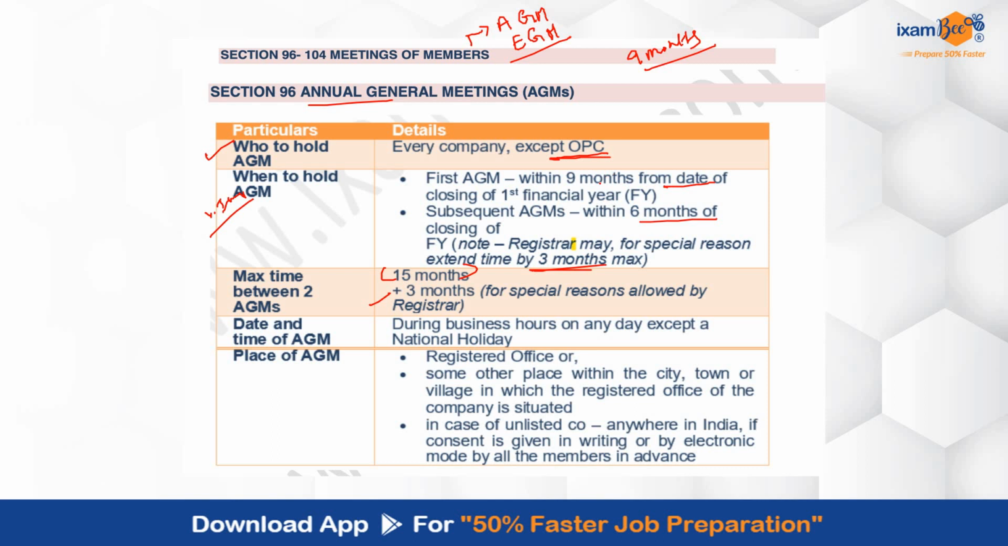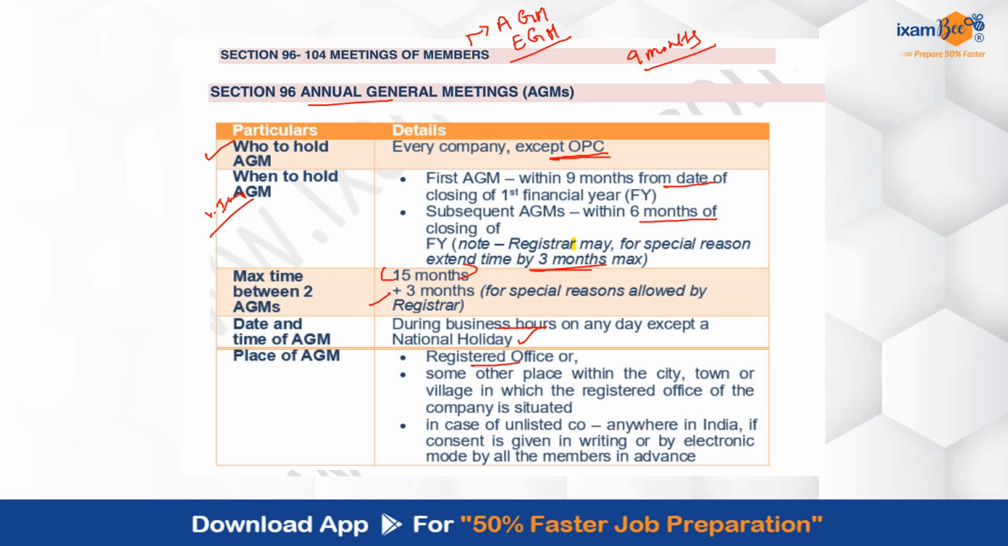Now, for the AGM that is conducted, there has to be a certain time, place and all which has to be taken into consideration. So it has to be held during business hours and it could be any day but it should not be a national holiday. Where will it be held? Can you hold it in a coffee shop? No, the Companies Act says that you have to hold it at the registered office, or it could be some other place within the city, town, etc. where the registered office of the company is situated.